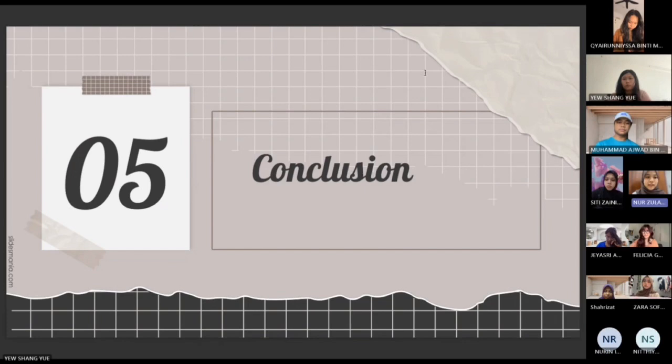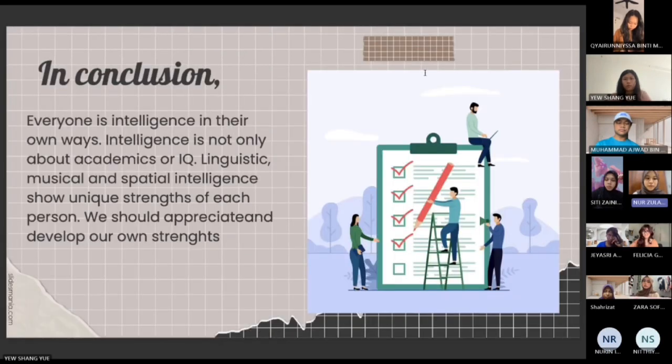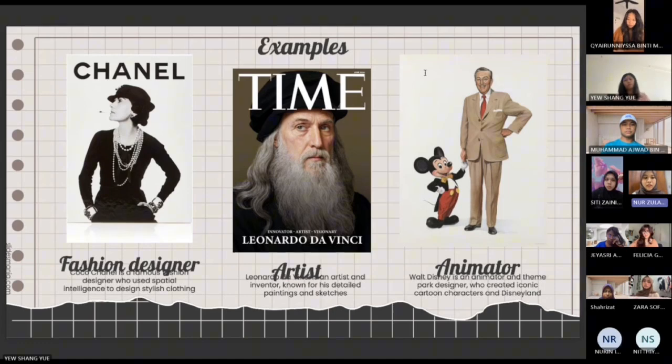Now let's look at some real life examples of people who use spatial intelligence in their careers. Their individual works are great actually because they could think visually and create things in a unique and detailed way. Firstly, we have fashion designers such as Coco Chanel, artists like Leonardo da Vinci, and then animators. These examples show how spatial intelligence can be used in many careers, from fashion and art to animation and engineering.